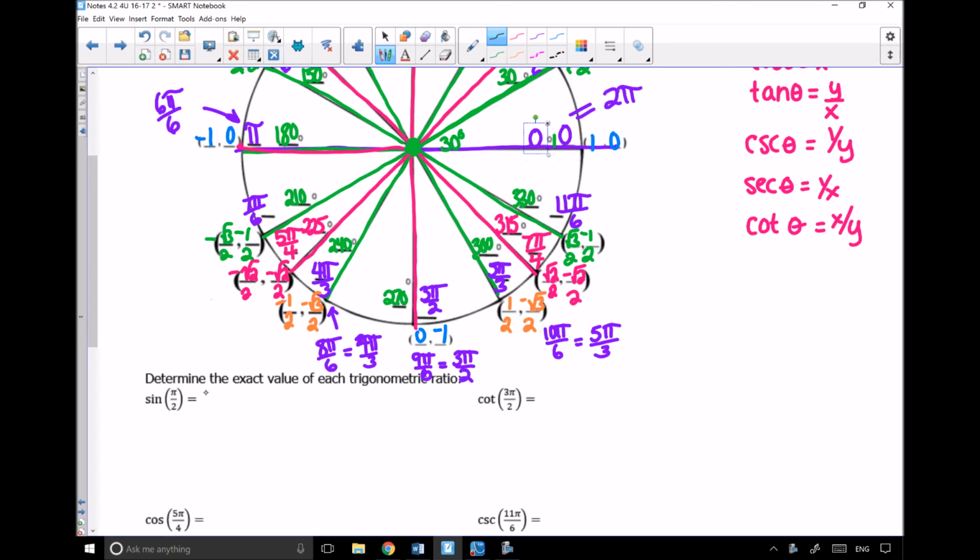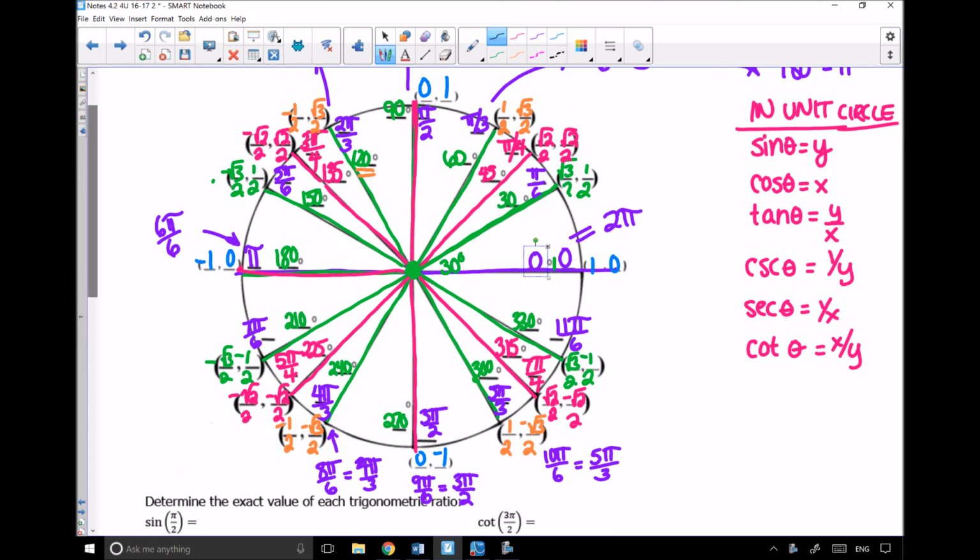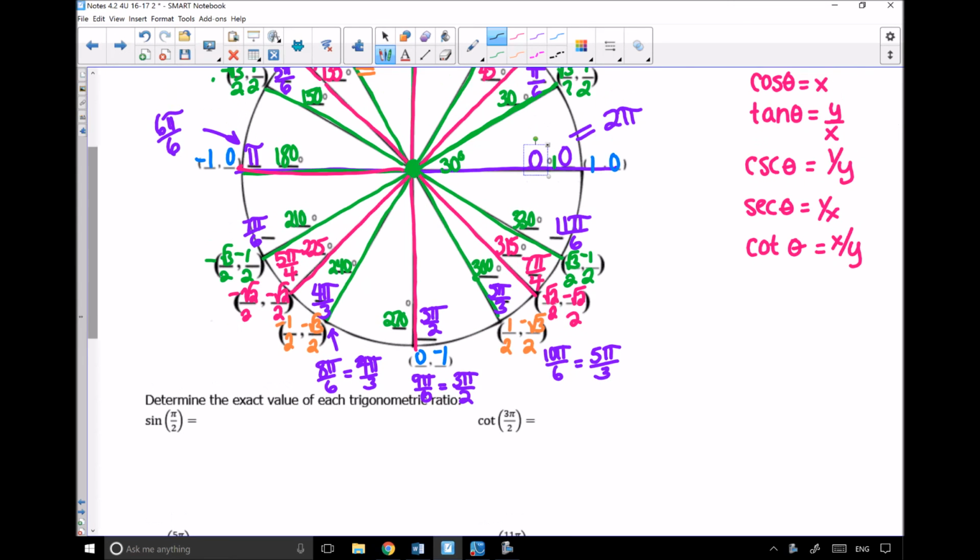The first question here says to determine the exact value of each trigonometric ratio. So I want to find the sine of pi over 2. I'm going to go to my unit circle and look at pi over 2. I know pi over 2 is right here, and I know sine is y, so the sine of pi over 2 is equal to 1.